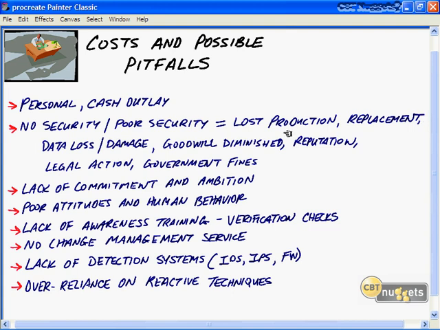It could diminish the goodwill of your company. It could affect your relationship with customers, your reputation. It could make you vulnerable to legal action or government fines. A possible pitfall is just a simple lack of commitment.